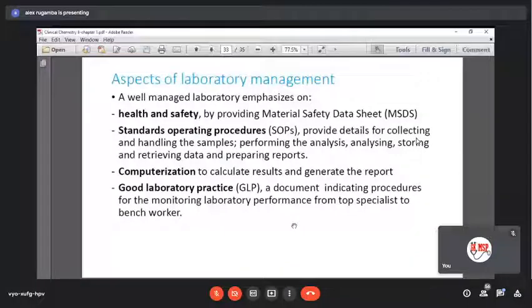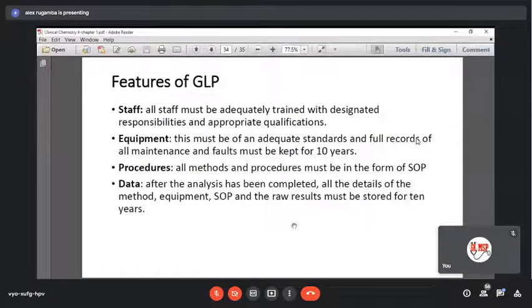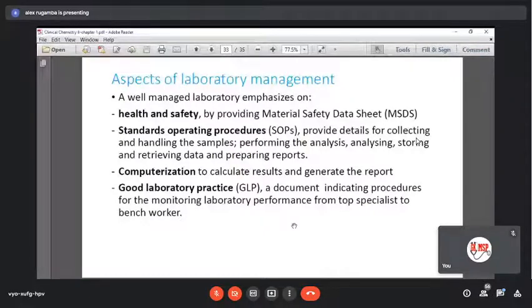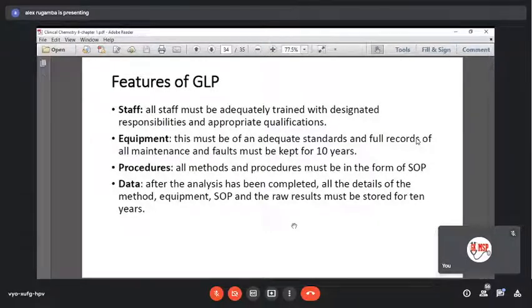The good laboratory practice is also a document which indicates the procedure for monitoring laboratory performance from the top specialists to the bench workers. For example, staff. Do you have staff? Are they enough in number? Are they trained? What are their degrees? The equipment, is the equipment good? The calibration, the procedure, the methods and the SOPs, the data. Are you analyzing the data or are you just giving the data to the doctor? If the numbers just come and you send them to the doctor, you're confusing him. So the laboratory should generate good and understandable data instead of just sending numbers which will confuse the doctor.